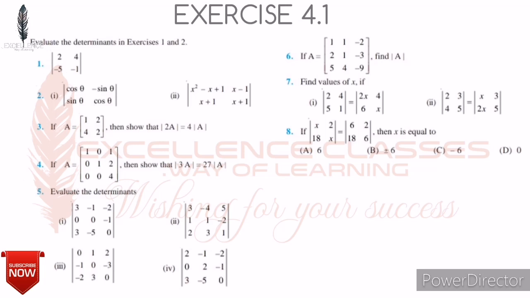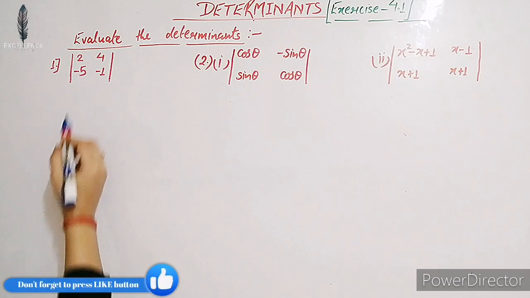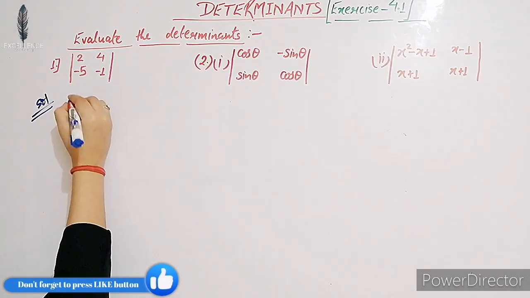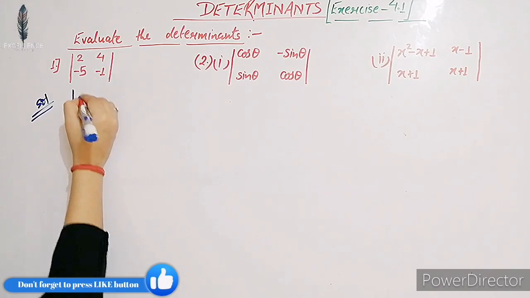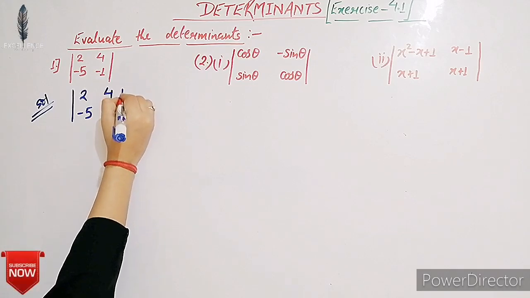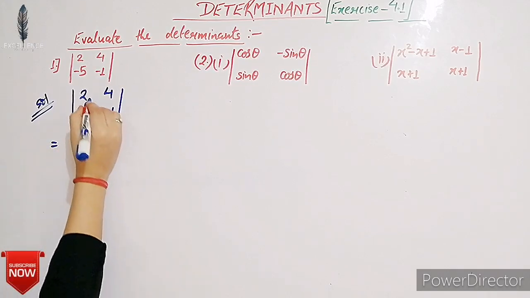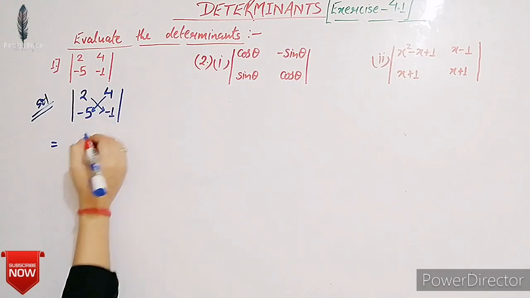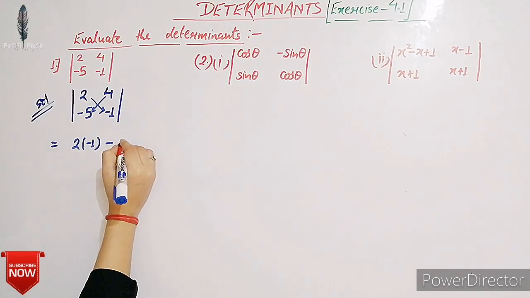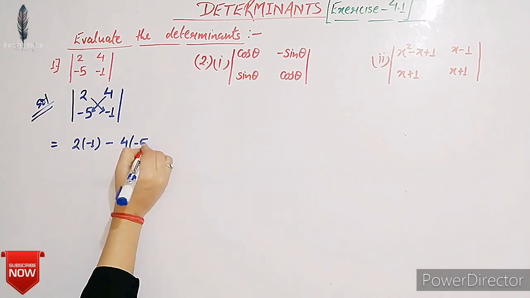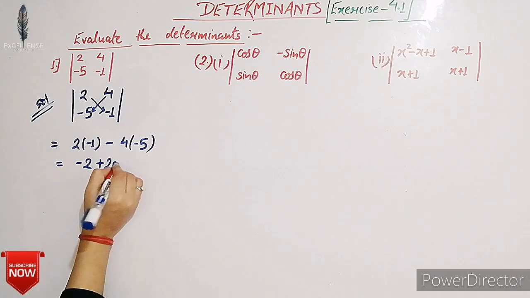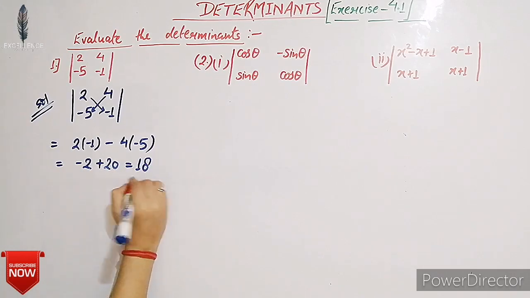Now let's start Exercise 4.1, which is based on evaluation of determinants. Here we have to evaluate the determinants in questions first and second. Let's solve the first. Here the given determinant is 2, 4, minus 5, minus 1. It is of order 2, so it's very easy. 2 into minus 1 minus 4 into minus 5, so it is equal to minus 2 plus 20, that is equal to 18.